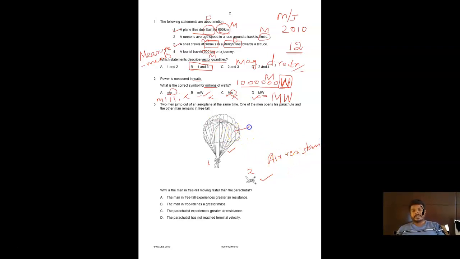But here the surface area, you see, surface area affects the air resistance. Area increases, air resistance increases. There is another factor: speed increases, AR, in short form air resistance, increases.